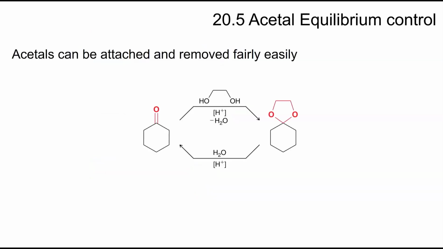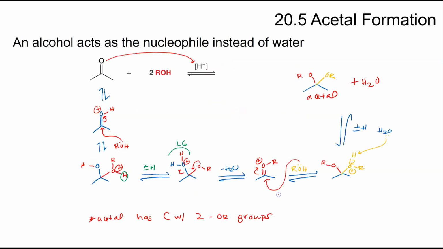Acetals can be put on and taken off pretty easily. To put it on, you have the alcohol, or the diol in this case. You lose the water in the presence of acid. And if you add acid and water, that will remove the acetal. If you actually go back to this mechanism, you can draw all of these mechanism arrows in the backwards direction, and that will get you from the acetal back. So we put water into the reaction to get the acetal. In the backwards direction, you have acid plus water to get you back to the ketone.